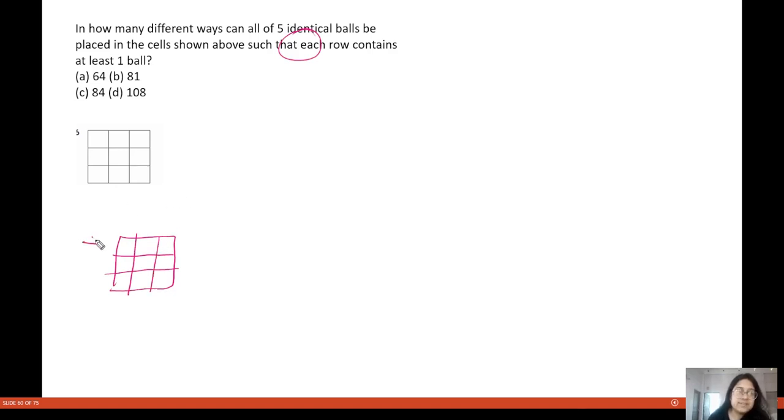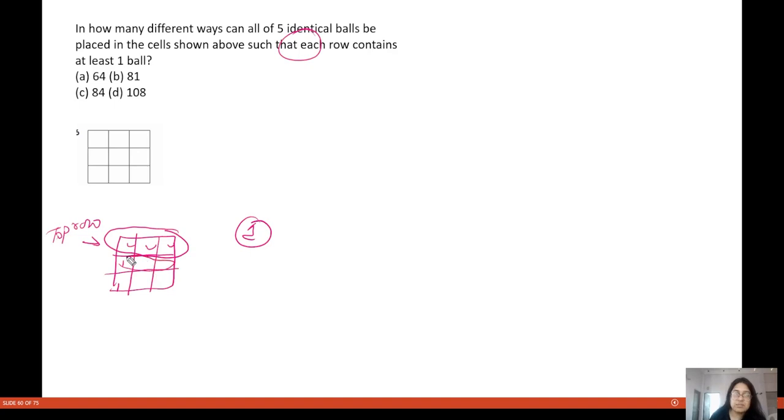So let us take that we are taking this top row. What I'm saying, let us first put three balls here and one ball here. So this is one kind of arrangement. That can be done in how many ways? See, when we have to put all three balls in here, that can be done in one way.